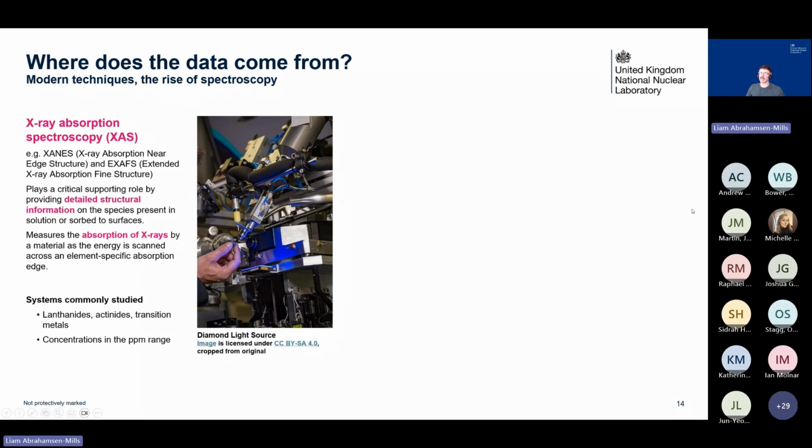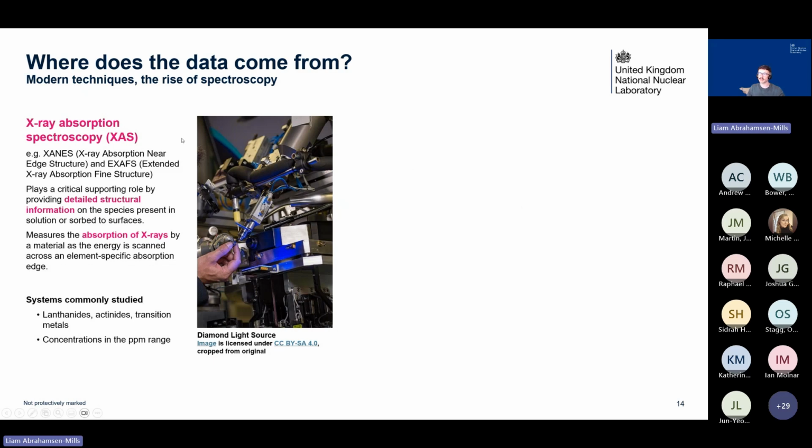Some more advanced spectroscopy techniques include X-ray absorption spectroscopy. Now this is a technique that requires an X-ray synchrotron, so not something that can just be done at a university. The image shown here is from the Diamond Light Source, the UK's synchrotron. And this method uses the absorption of X-rays to study specific elements.